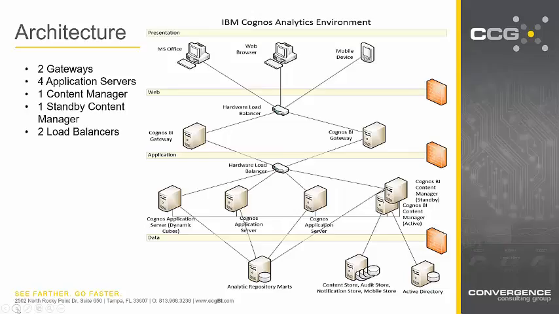And one change you'll see that I'll get into is this load balancer that's between the gateways and the application servers. This is something that people would do in the past, version 10, version 8, and so on. But it was something that was optional. Currently in Cognos Analytics 11, that is not optional when you have more than one application server.